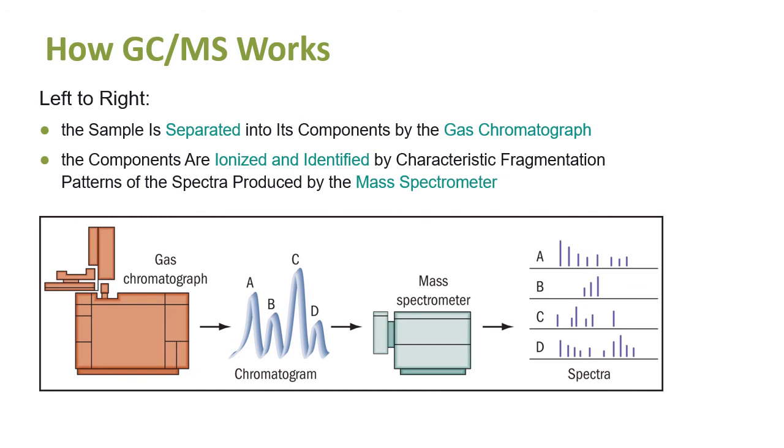pattern. And we can use what we call libraries to help identify the different types of components that are in there. The gas chromatograph is separating them into the different components, so I have my A, B, C, D components coming out, and then they're each fed into the mass spectrometer, and I get multiple spectra for them. Remember, spectrum is one graph, spectra is two or more graphs.